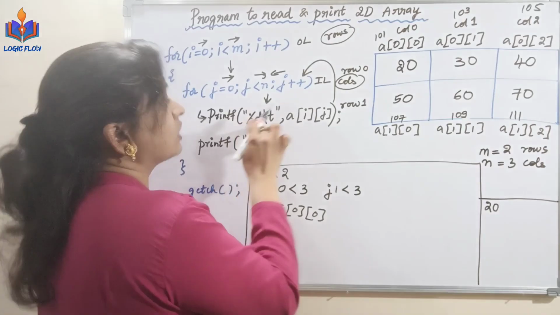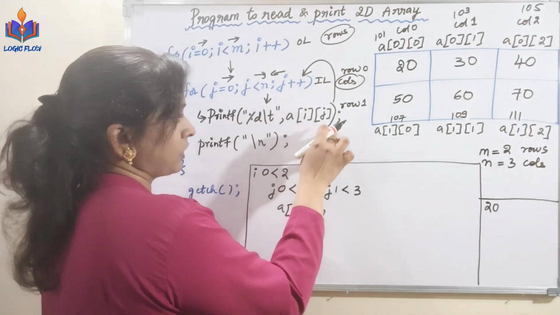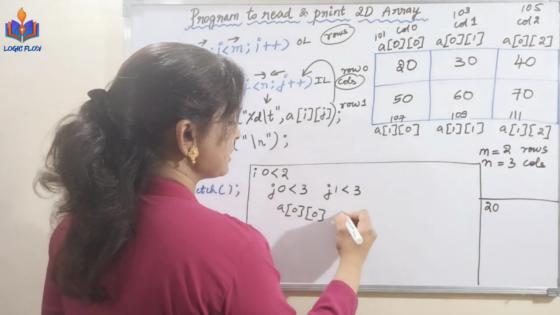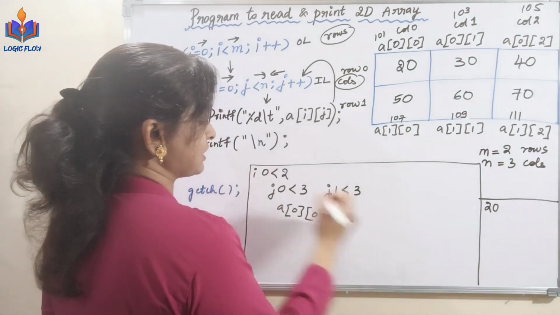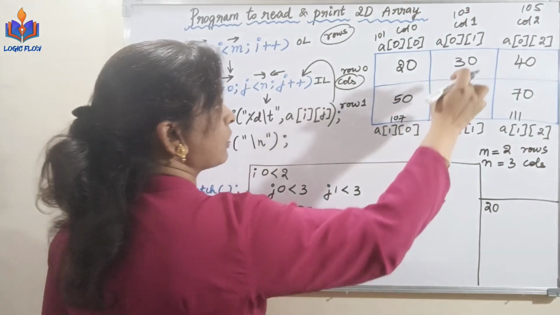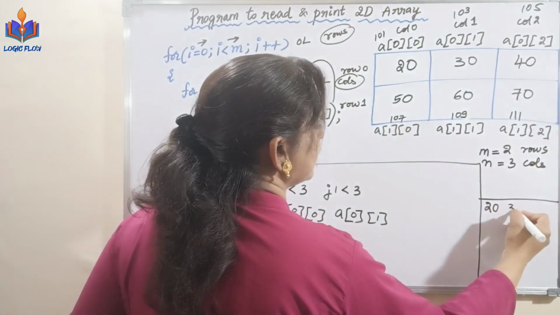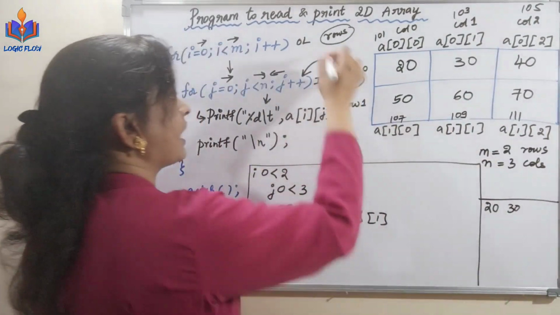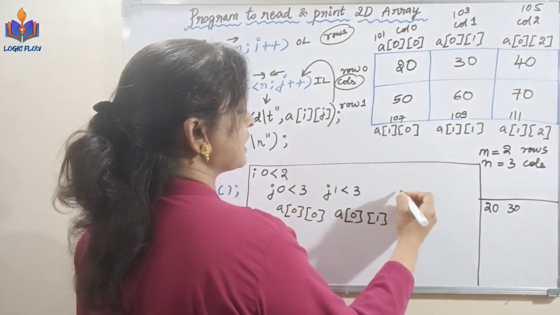Print the integer that is stored in A of ij. A of ij means how much? It is A of I, it is 0. J, it is 1. 0, 1. So 30 and a tab space. Then again inner loop progress. J gets increased.